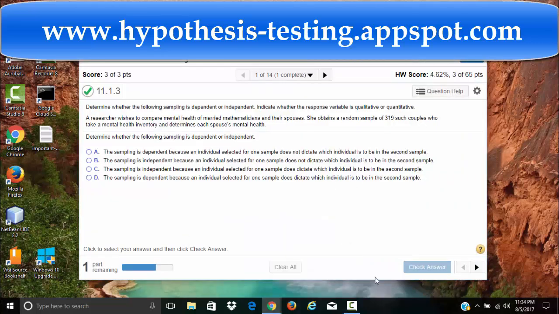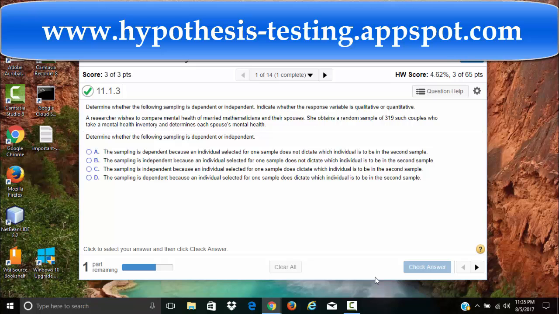So, question 1. Determine whether the following sampling is dependent or independent. Indicate whether the response variable is qualitative or quantitative. A researcher wishes to compare mental health of married mathematicians and their spouses. She obtains a random sample of 319 such couples who take a mental health inventory and determines each spouse's mental health.